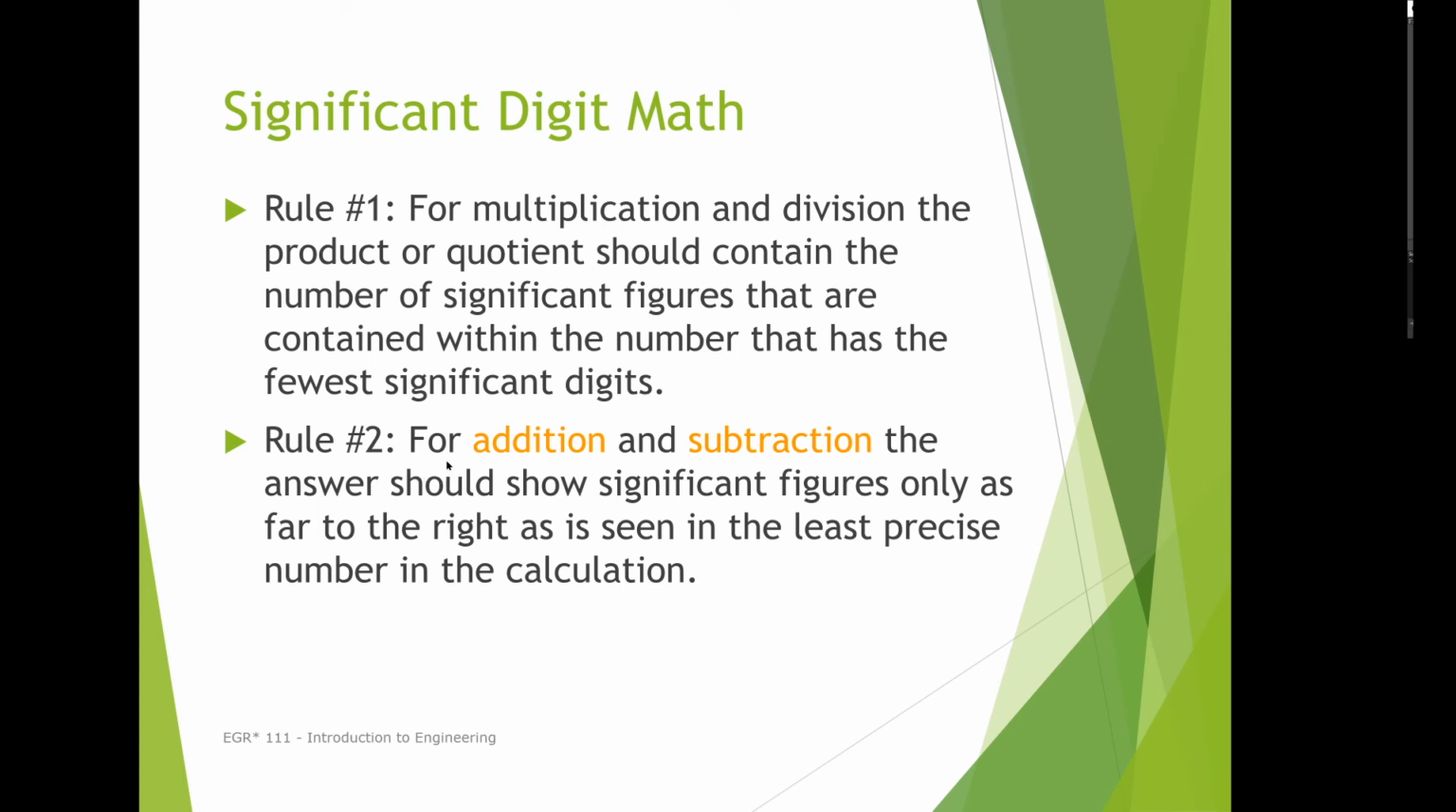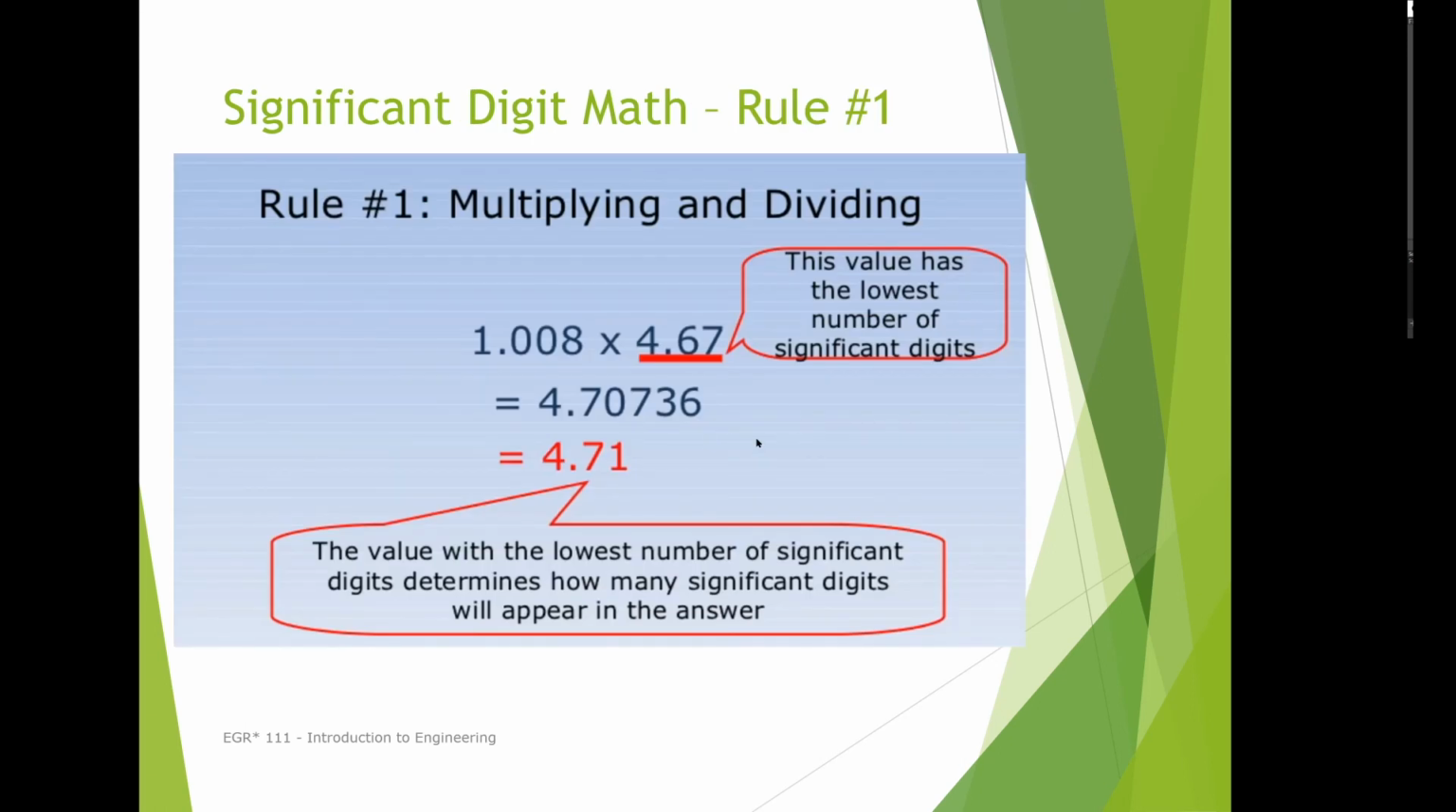So rule 2, if you're doing addition and subtraction, the result should only show significant figures as far to the right as seen in the least precise number in the calculation. And so in this case, you have to line up the numbers, putting the appropriate position or weighting lined up so that it matches the number above it. There's an example, 3.3 shows this, but I'll go through some briefly. So here's multiplication. We have two numbers. We want to multiply them together.